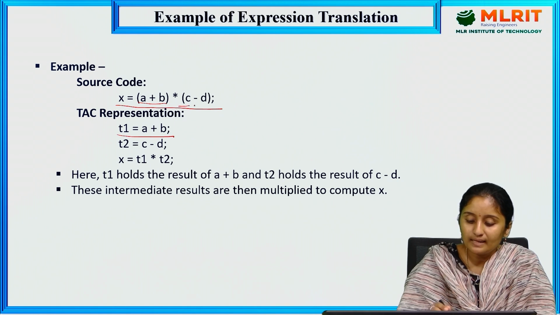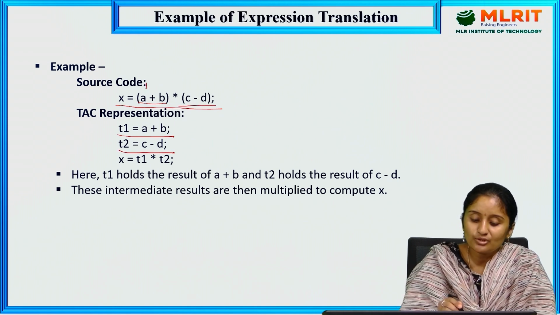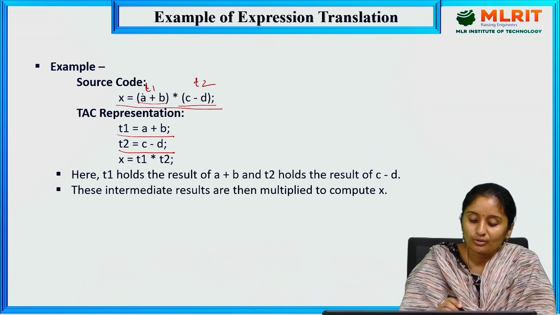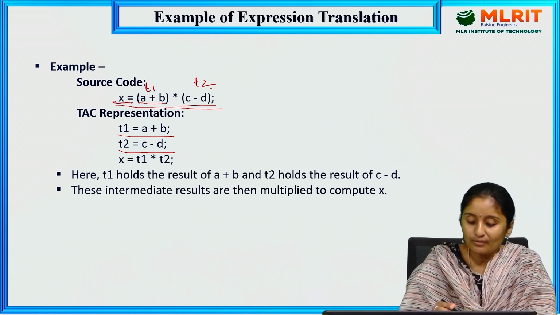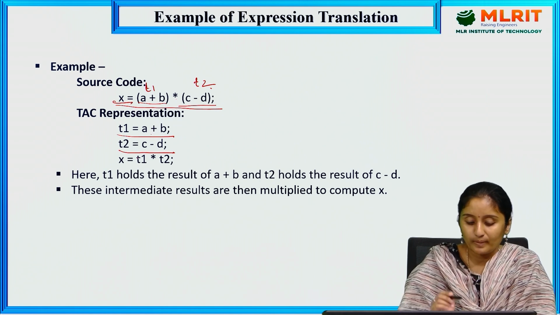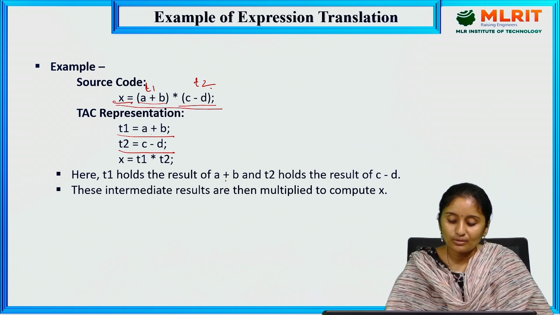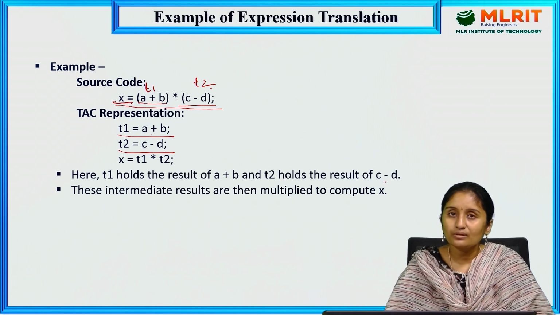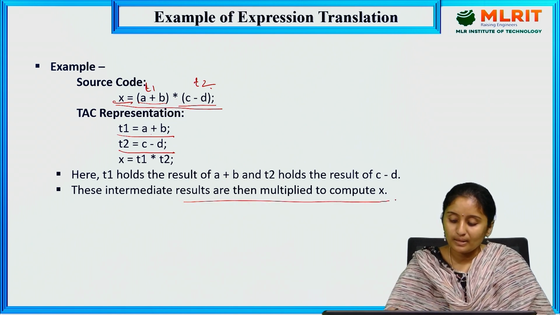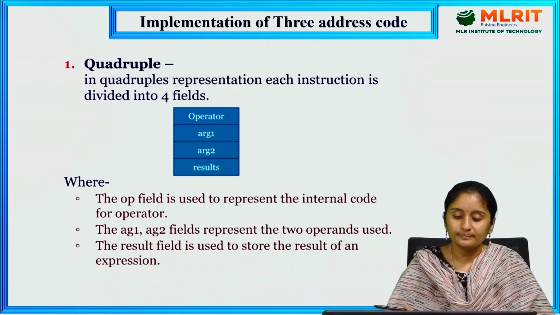The next is T2 equal to C minus D. Then in between, this is stored in T1, this is stored in T2. T1 into T2, that is stored in X. It is in the form of 3 address code. One operator is existing and a total of 3 operands are there. Here T1 holds the result of A plus B and T2 holds the result of C minus D. Thus, they are multiplied to compute X.